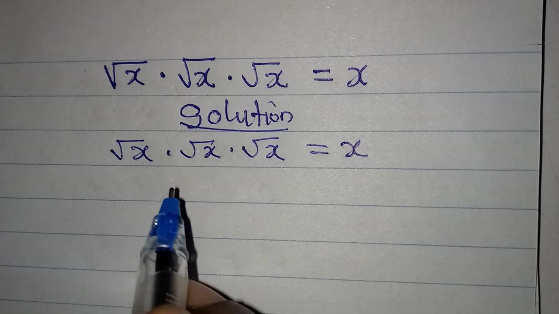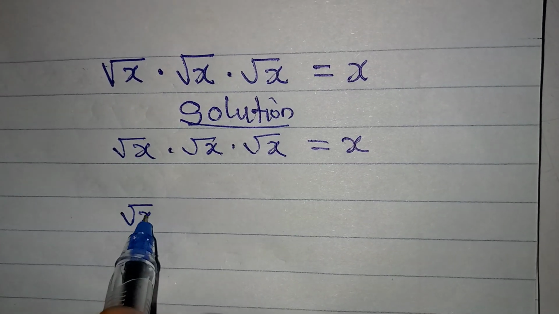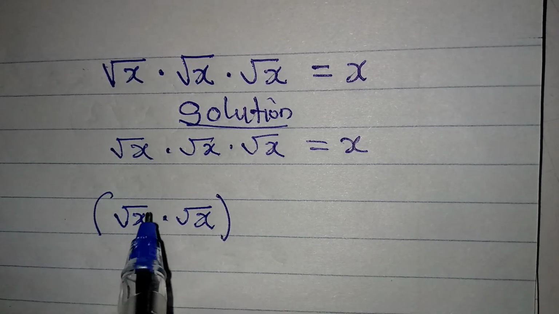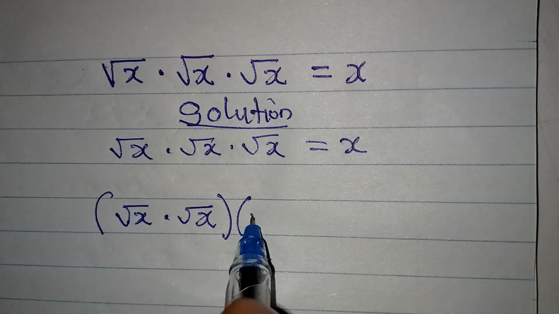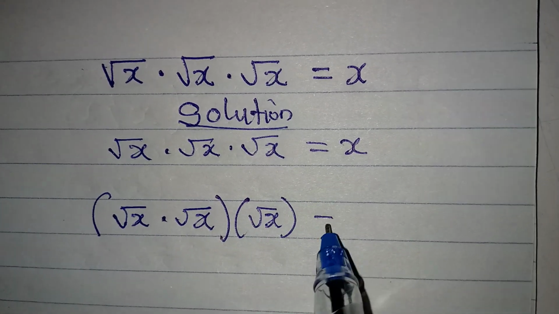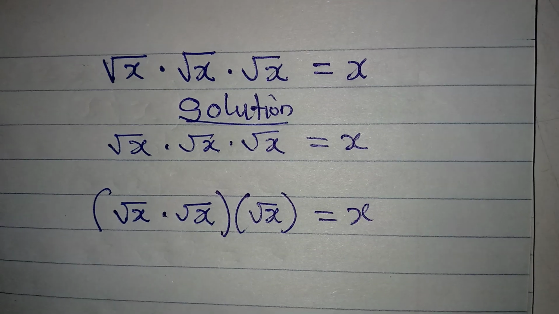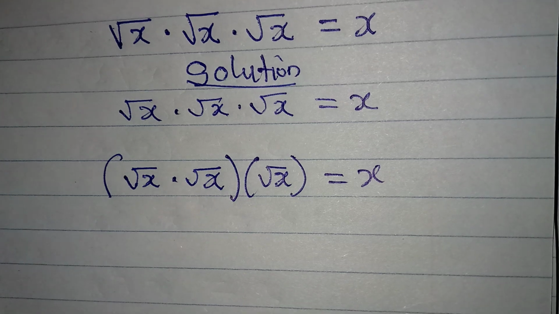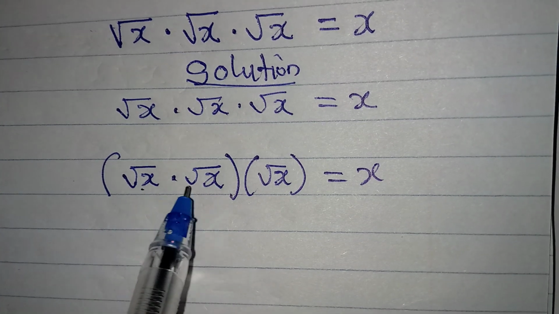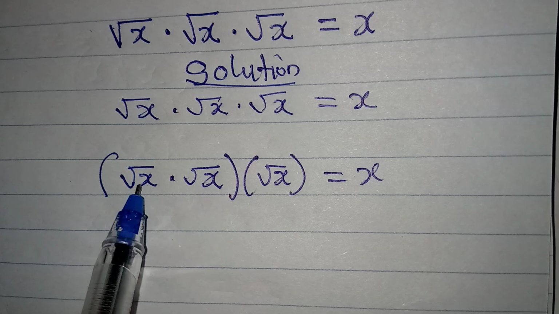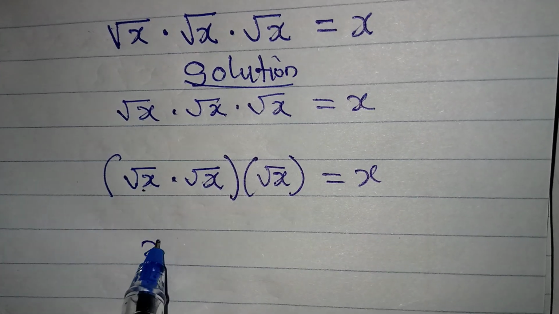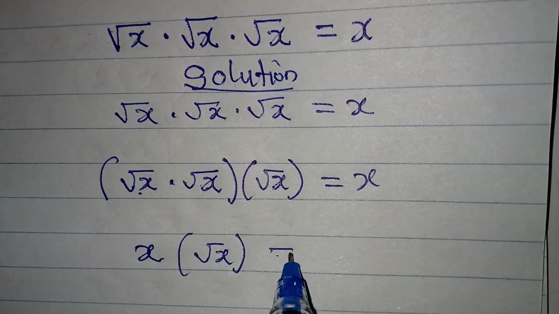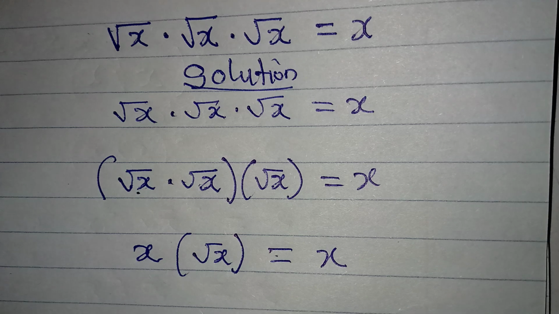Now the first thing I want to do is to multiply these two first. Okay, I want to multiply these two first, and then here I have square root of x equal to x. Now the reason I did this, just stay tuned so that you will see it. If I multiply this and this, it will give x. So in here I have square root of x equal to x.